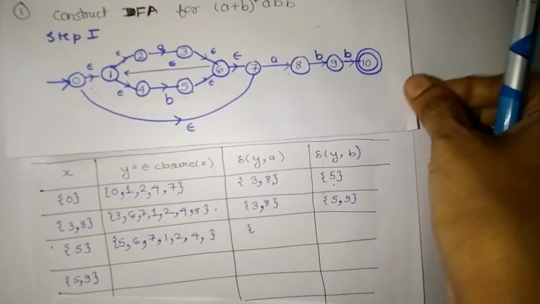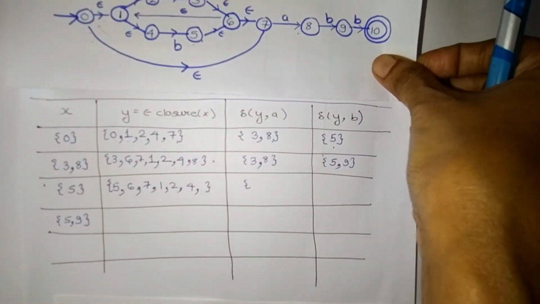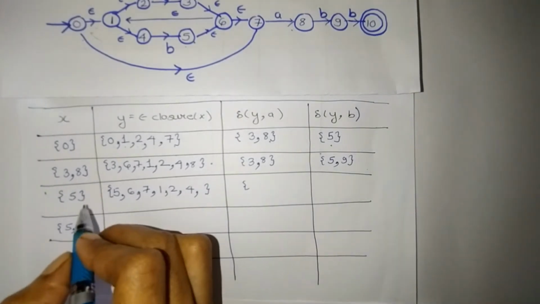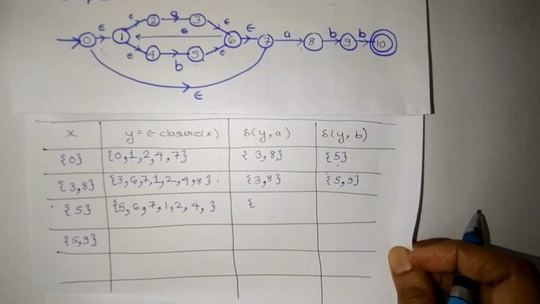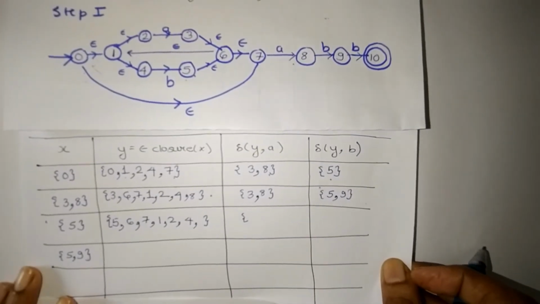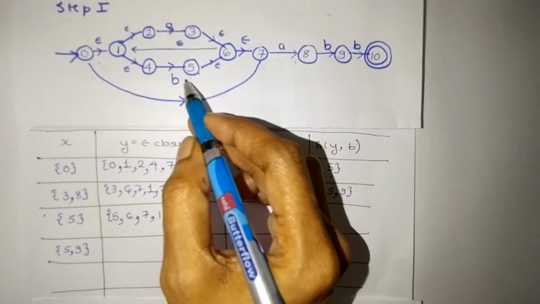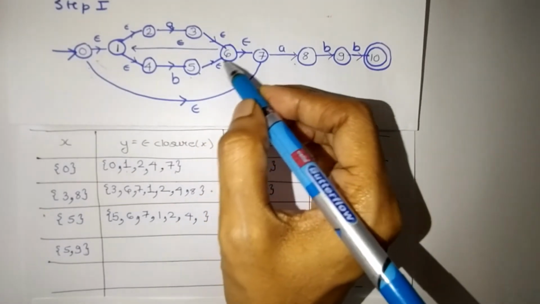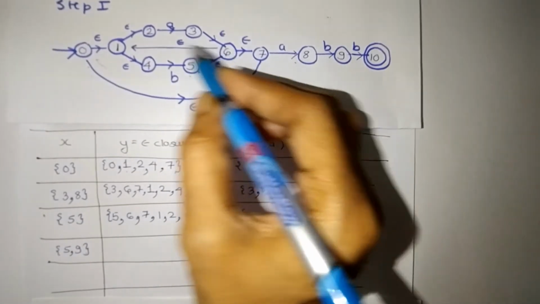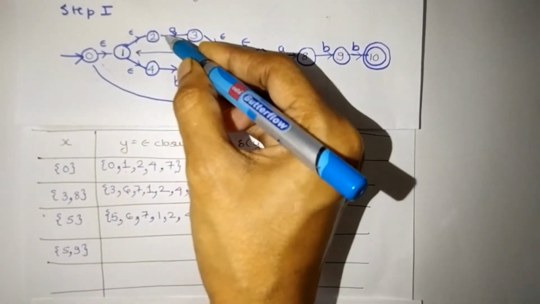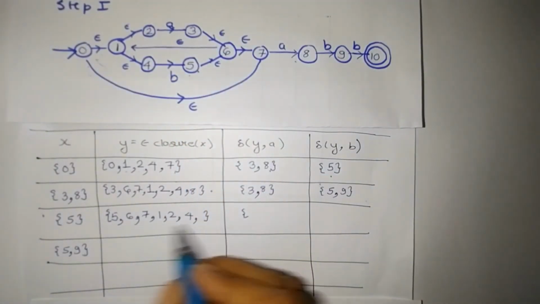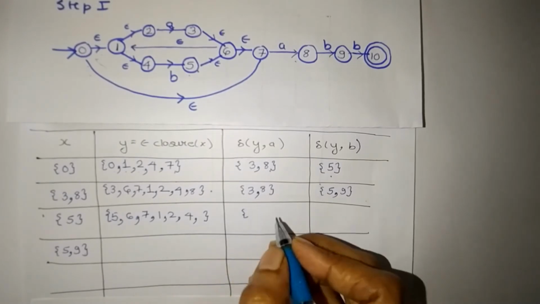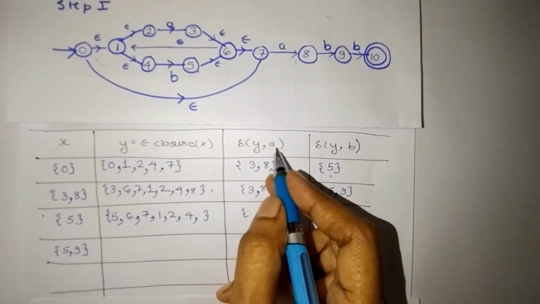So again the same thing. You have to find the epsilon closure for 5 itself, then 5, reachability of epsilon 6, from 6 to 1, from 1 to 2, 2 and 4, okay, and then you have to find the transition on A.